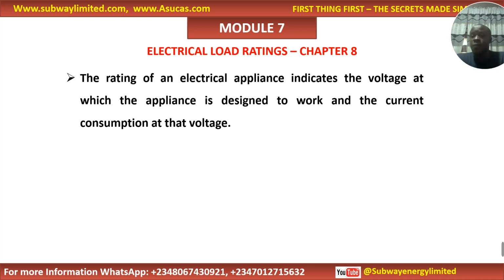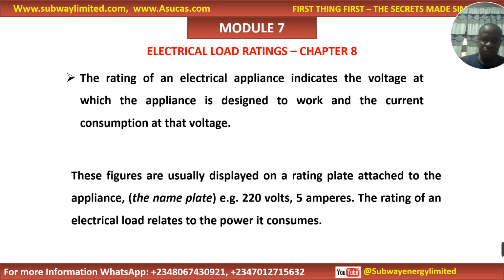So the rating of an electrical appliance indicates the voltage at which the appliance is designed to work and the current consumption at that voltage. So each electrical load comes with its own rating, the power it consumes, the current, and the voltage. These figures are usually displayed on a rating plate attached to the appliance. We call it the nameplate.